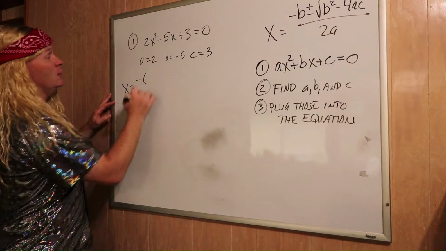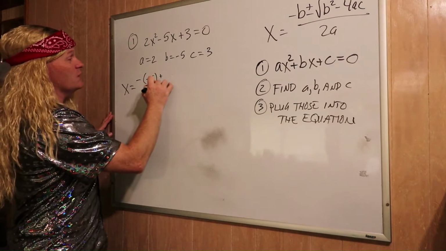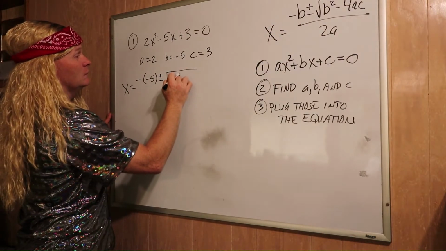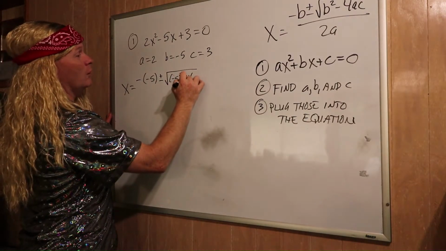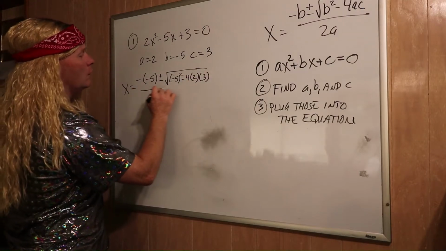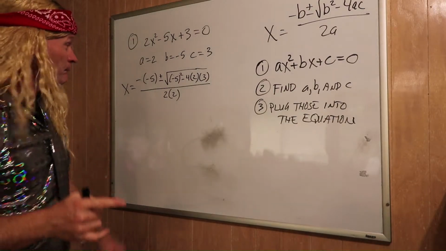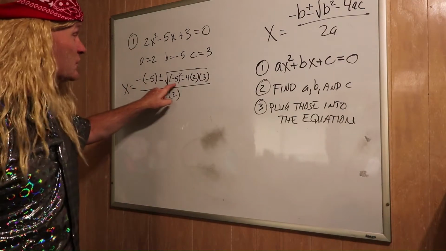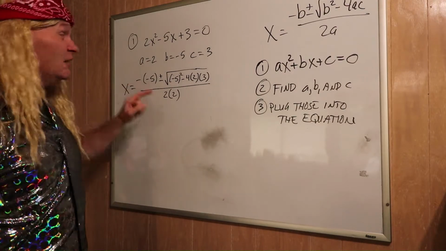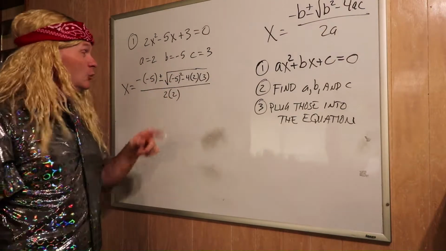So, negative b. b is negative 5. So negative 5 plus and minus the square root of b squared minus 4 times a times c, all that over 2 times a. Okay, couple notes here. Notice I put b in parentheses. I put everything in parentheses actually, but especially b, because then the negative 5 won't confuse you, and then when you do negative 5 squared, you won't get confused, okay?